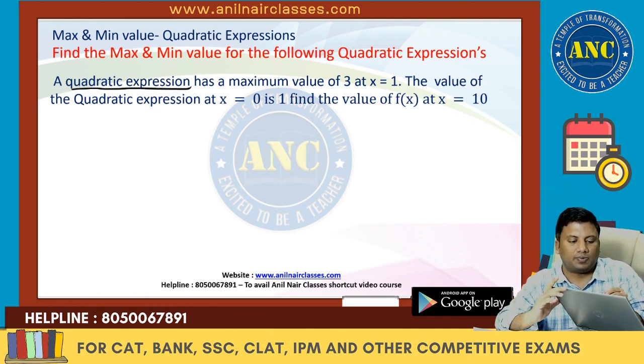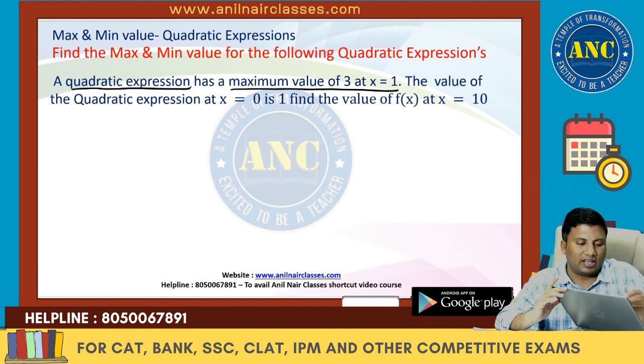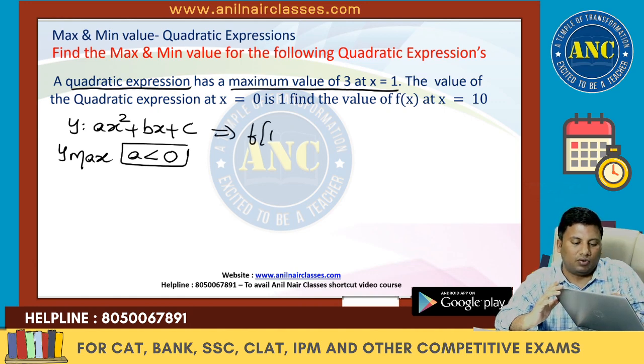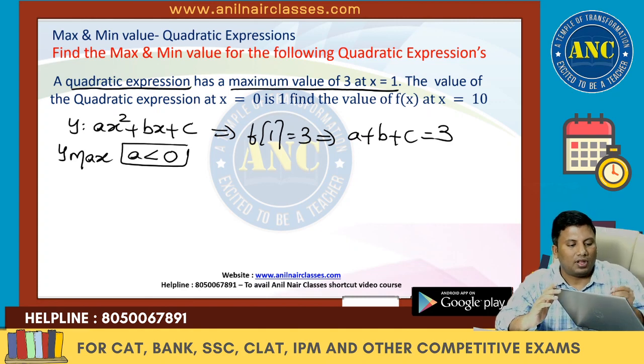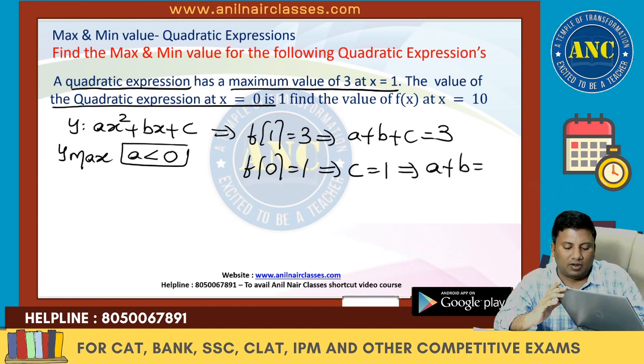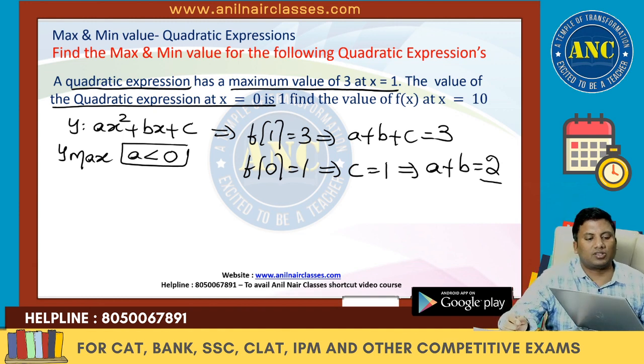There is a quadratic expression, with a maximum value, y is ax square plus bx plus c. If it is giving a maximum, that means a is less than 0. First point: at x equivalent to 1, f of 1 equivalent to 3. That means a plus b plus c is nothing but 3. The value of the quadratic expression at x equivalent to 0 is 1. f of 0 is 1. That means c is 1. That means a plus b equivalent to 2.